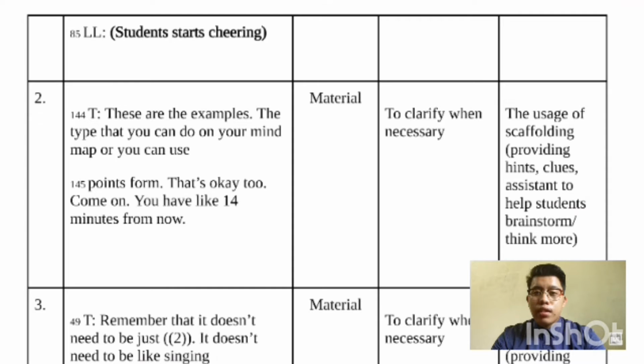For the second part, the teacher said that these are the examples, the types that you can do on your mind map, or you can use point form. That's okay too. Come on, you have like 40 minutes from now. In this part, it shows that the teacher is using scaffolding to give students some idea and imagination on how to make a mind map.